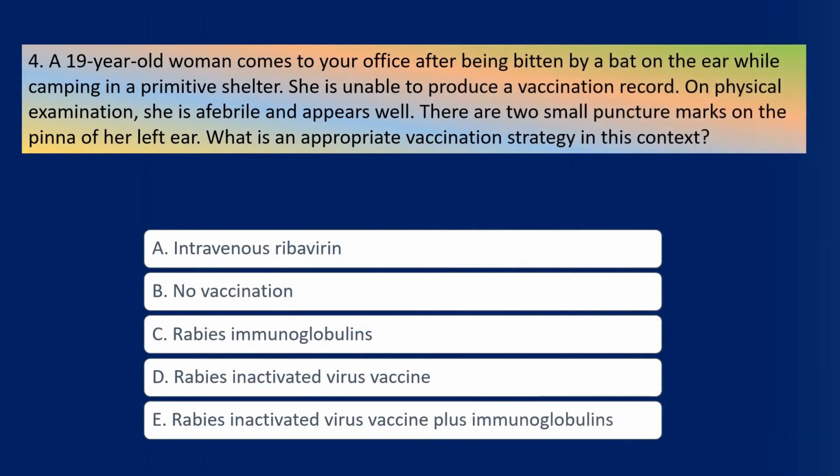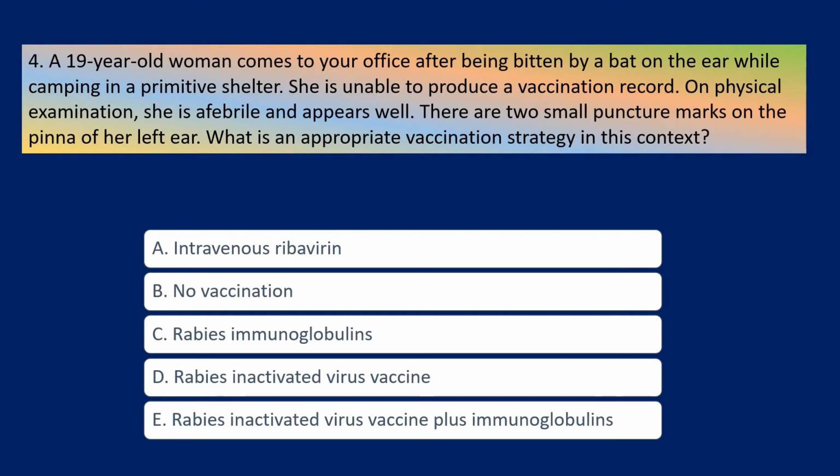Now we'll move on to question number 4. A 19-year-old woman comes to your office after being bitten by a bat on the ear while camping in a primitive shelter. She is unable to produce a vaccination record. On physical examination, she is febrile and appears well. There are 2 small puncture marks on the pinna of her left ear. What is an appropriate vaccination strategy in this context?